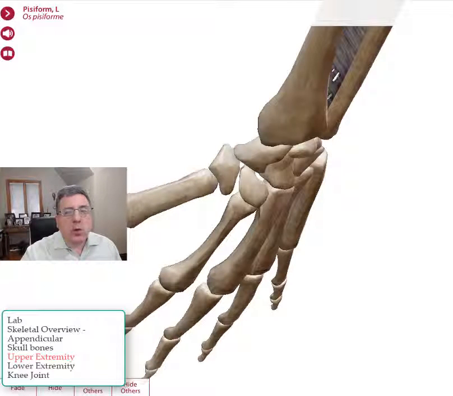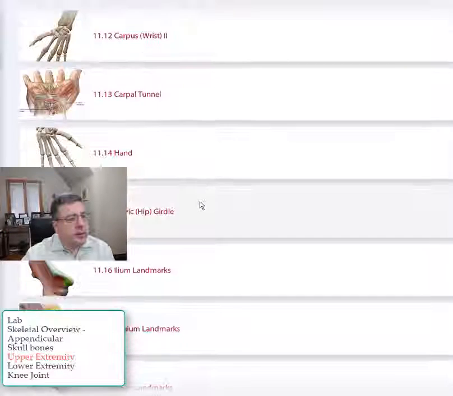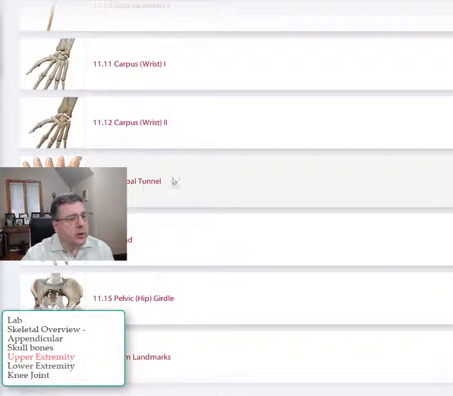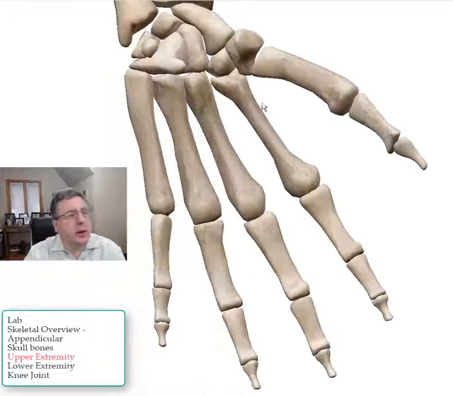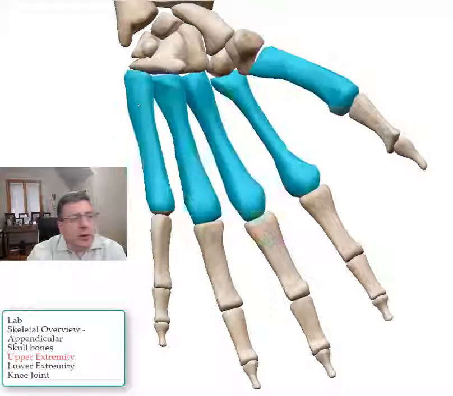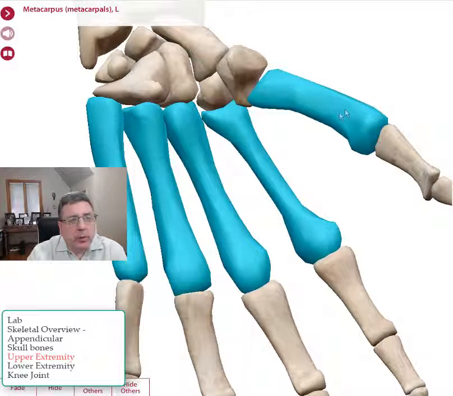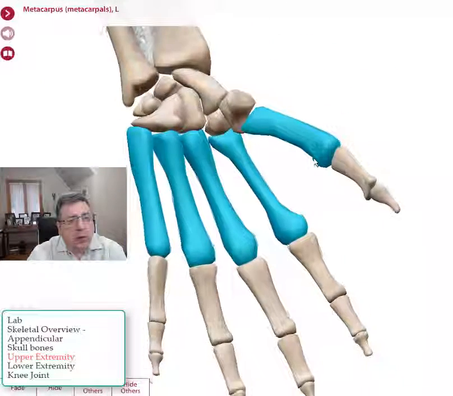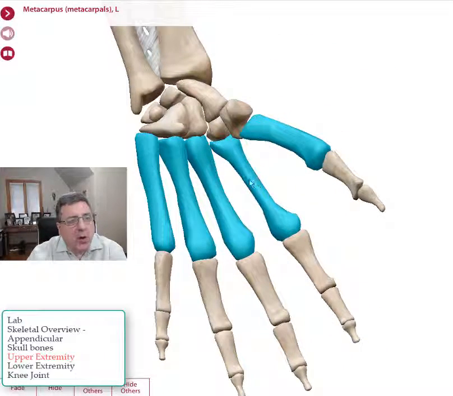Okay. So now let's go into the hand itself. Let's look at the hand. Here we go. So first, we have the carpal bones up at top. Next thing, let's look at the metacarpals. You have 5 metacarpals. This is going to be going out to the thumb. Let me zoom out a little bit. This is going to be the thumb, index finger, middle, ring, little finger. So there's 5 metacarpals in each hand, obviously.